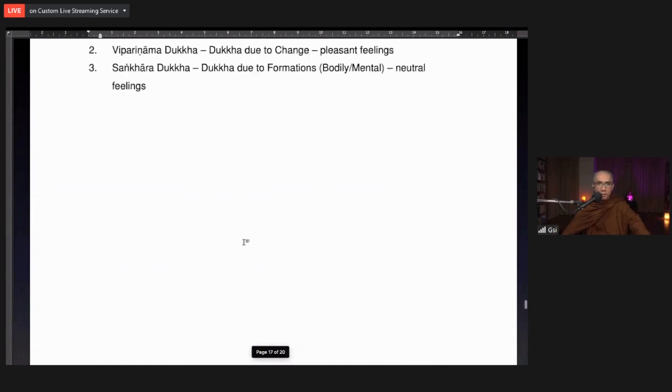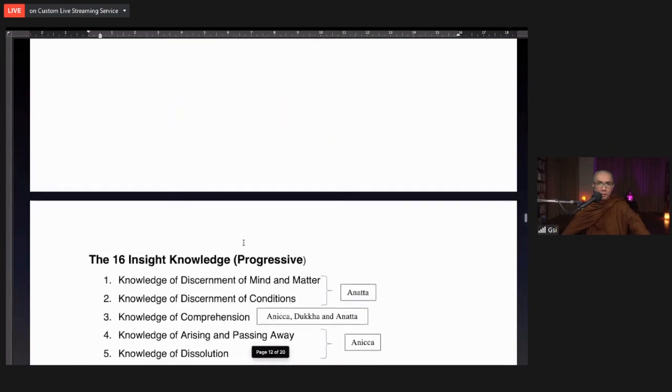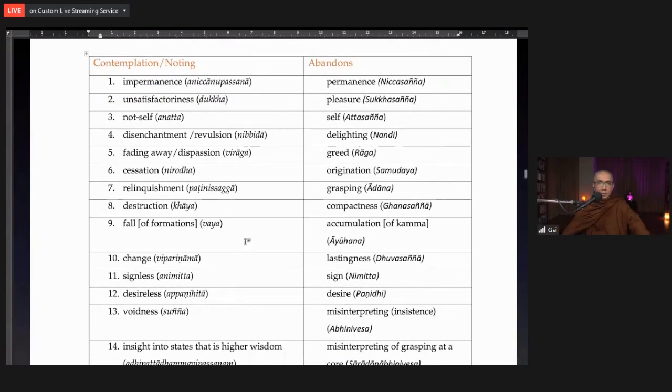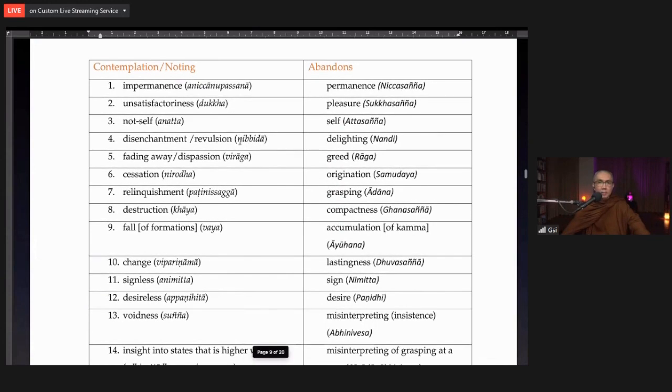Now let me go back to this one. Where's my chart? Okay, here. You see, one who contemplates or notes impermanence abandons the perception of permanence, nicca-saññā. So we talk about dukkha right now, it abandons the perception of pleasure, sukha-saññā. Now, we talked a little bit on nibbidā, disenchantment. This is the 7th insight, 8th insight.